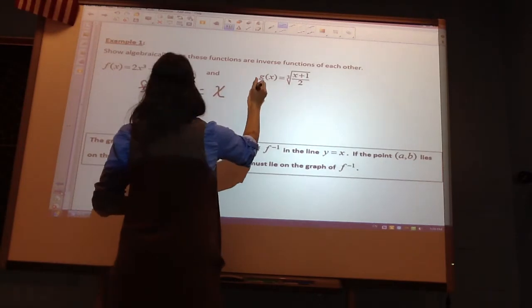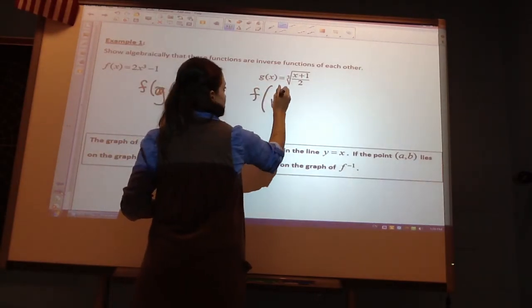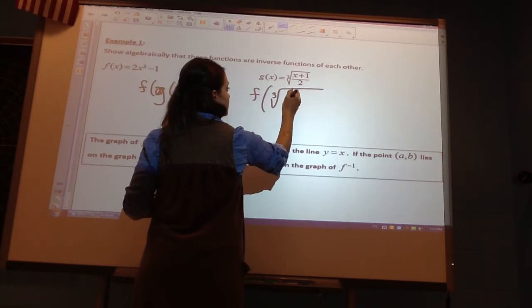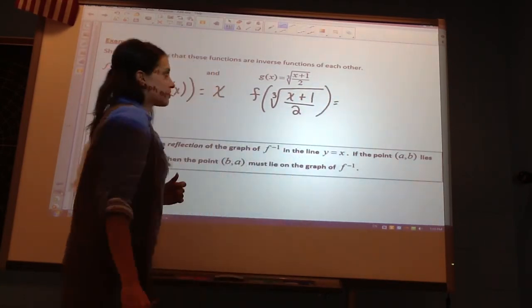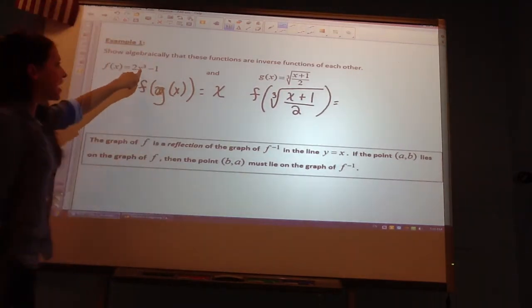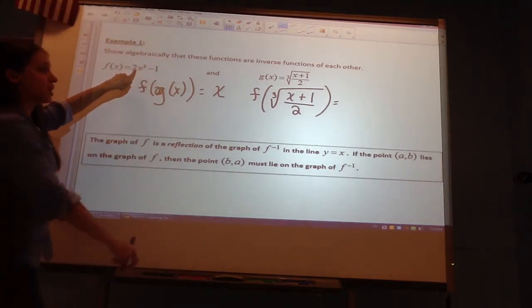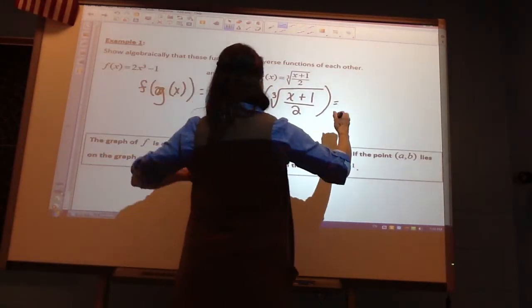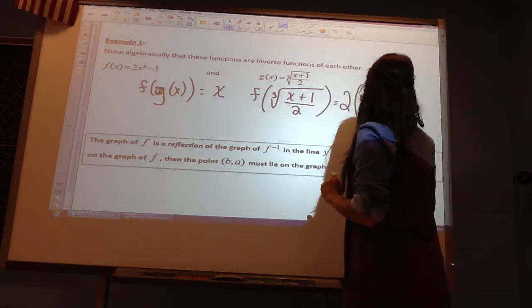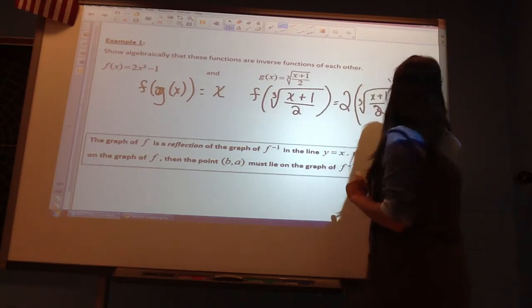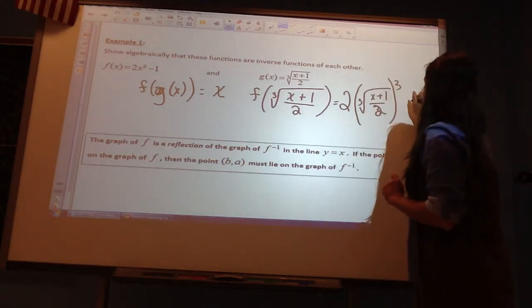So f of g of x, so I'm going to substitute all of the function for g into the f function. So instead of writing an x here, an x cubed, I'm going to write this entire g function. So it will look like this. 2 times the cubed root of x plus 1 over 2, cubed, minus 1.